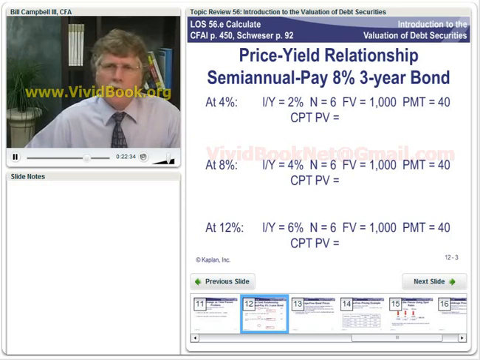We want 4%. This bond's paying us 8. We're going to pay more than par. We should get a price above $1,000. We want 8. It's paying us 8. This darn well better come out to exactly $1,000. We want 12. It's paying us 8. This last one ought to come out to less than $1,000. Let's take a look.